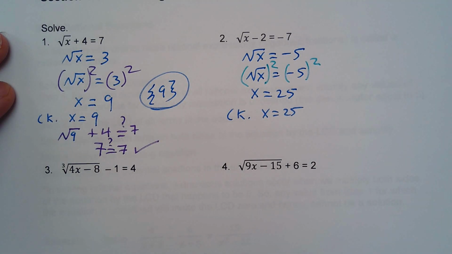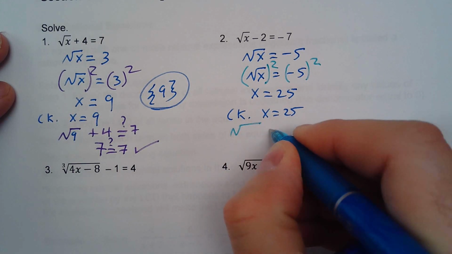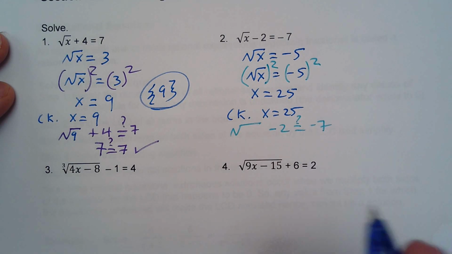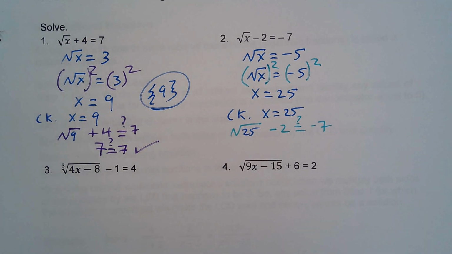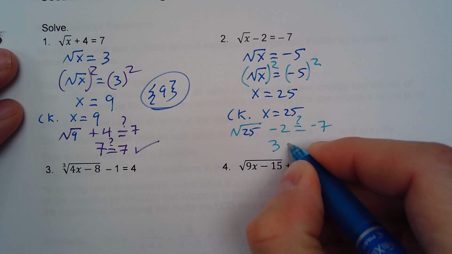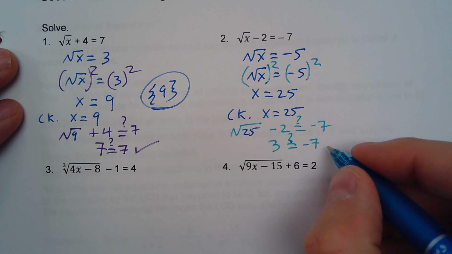So I'm going to go back to my original equation. Plug in 25. Square root of 25 is 5. 5 minus 2 is a negative 3. Or sorry, positive 3, excuse me. In either case, that does not work.